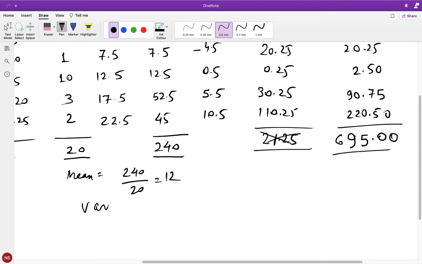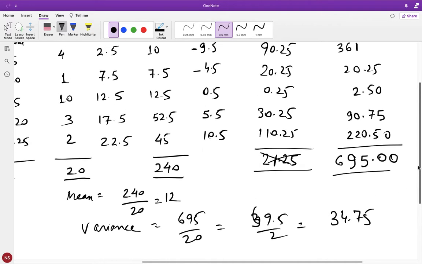So variance is equal to 69.5 by 2, which is 34.75.